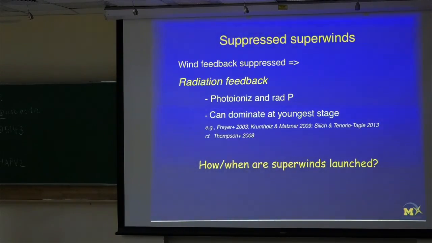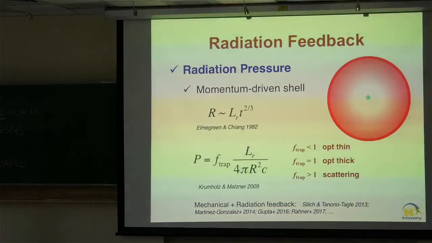If you have suppressed superwinds, that means you might be in a scenario now where you are dominated by radiation feedback instead of mechanical feedback. Radiation feedback has been suggested to dominate at the very youngest stages in some extreme objects, which, if you have such a scenario, leads to the more fundamental question of when, how, and whether superwinds get launched and under what circumstances.